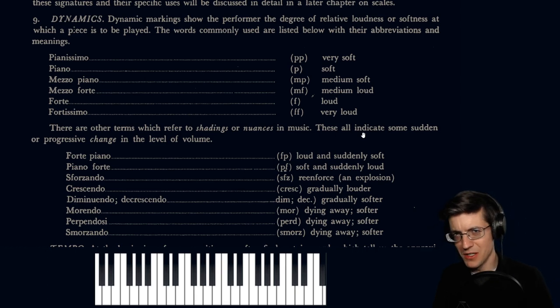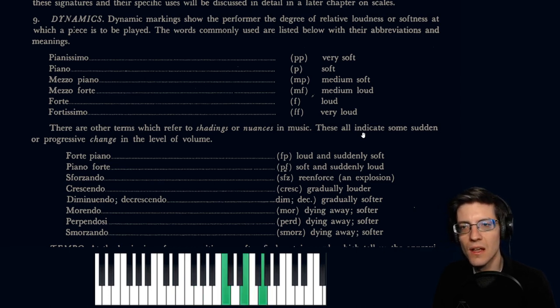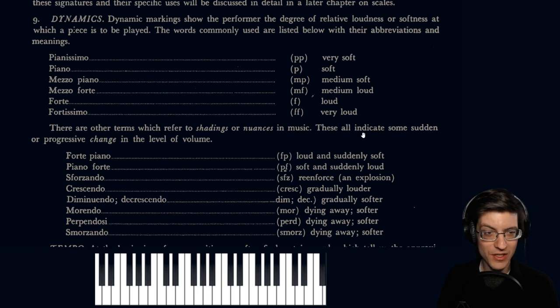Now fortissimo I can do really well. There we go. And then forte. That's about a forte. Fortissimo is pretty much pull out all stops, if you were doing organ, and just let her rip. All right, so that is our dynamic markings, and there are other shades of that.